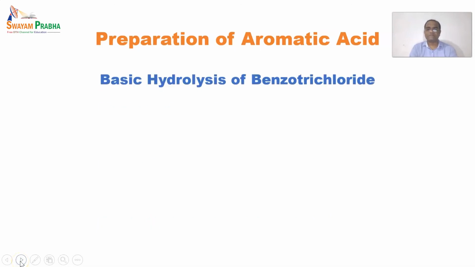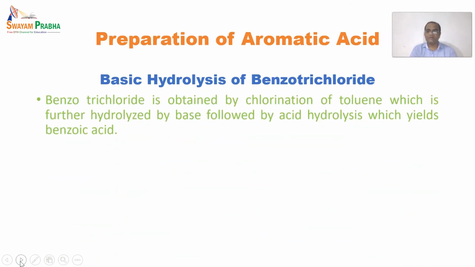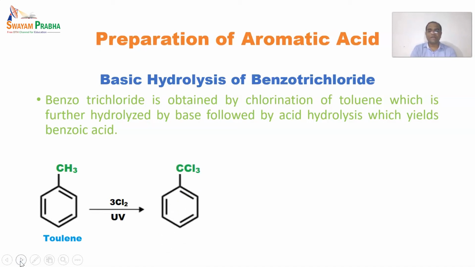Next method, we will see the preparation of an aromatic acid, that is basic hydrolysis of benzotrichloride. Benzotrichloride is obtained by chlorination of toluene, which can be further hydrolyzed by base followed by acid hydrolysis, which yields benzoic acid. So toluene is chlorinated, and this reaction happens with UV light. Once it has been chlorinated, it forms benzotrichloride.